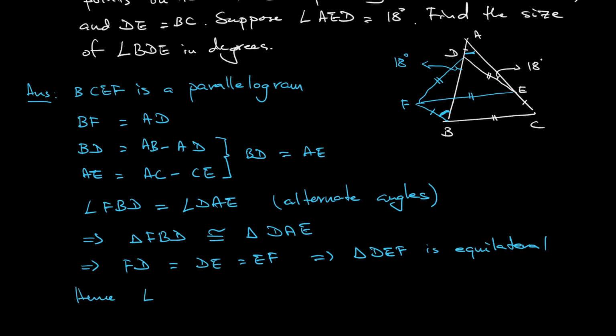The question asks you to find the angle BDE. So BDE would be FDE minus FDB. The triangle is equilateral, so this is 60 degrees and this is 18, and the final answer will be 42 degrees.